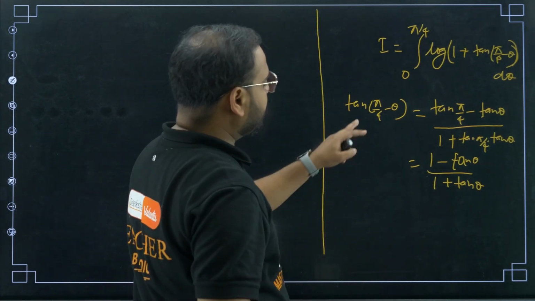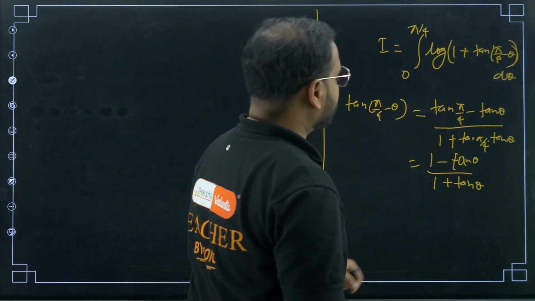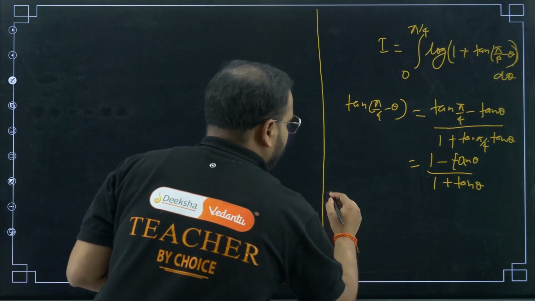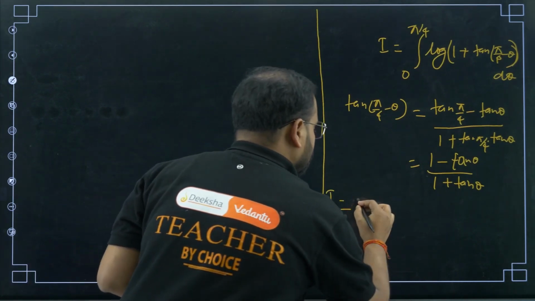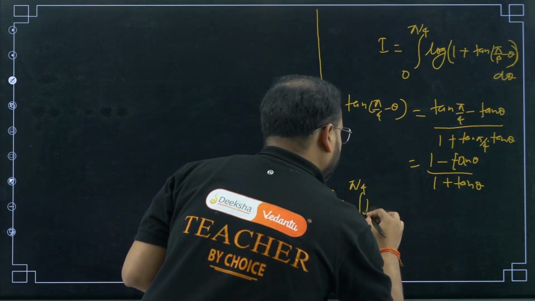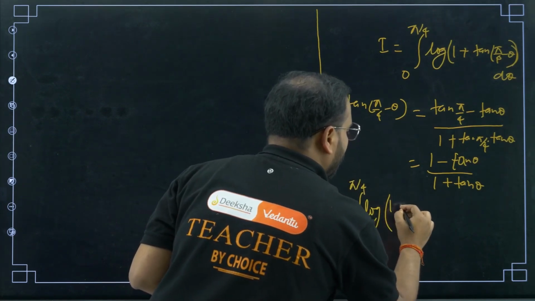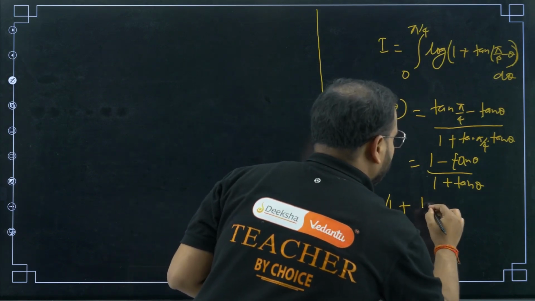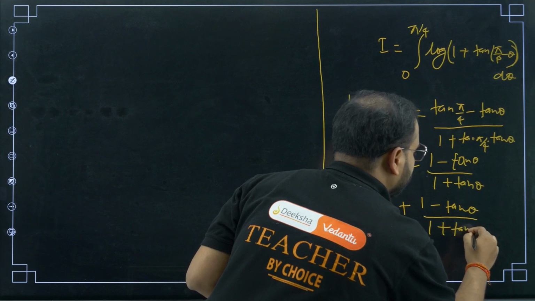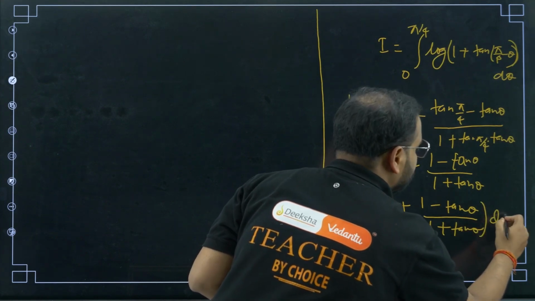Now this is the value of this thing. I can put it in the integration. So what will this become? I can write it over here. My integration I will be what? Limit will remain same, 0 to pi by 4, okay? And I'll have log as it is. It will become log 1 plus 1 minus tan theta in the numerator upon 1 plus tan theta, okay, with the d theta obviously.